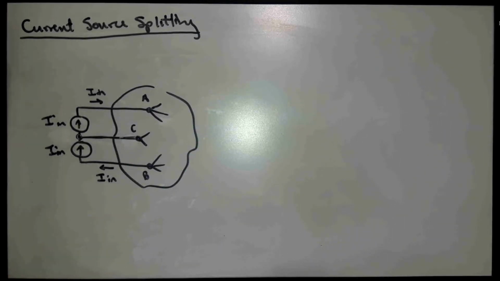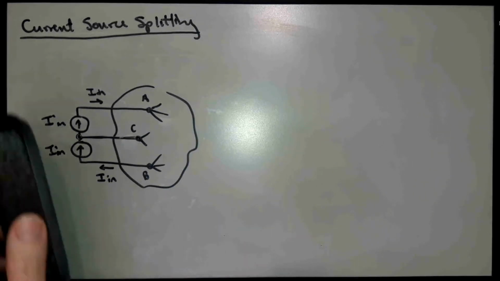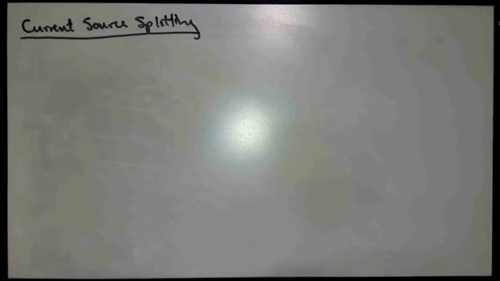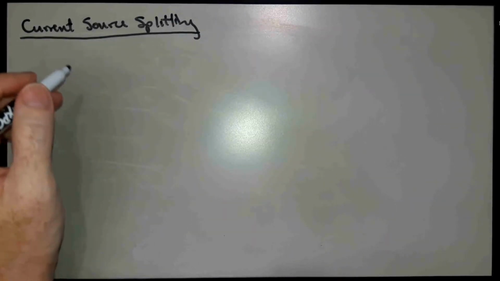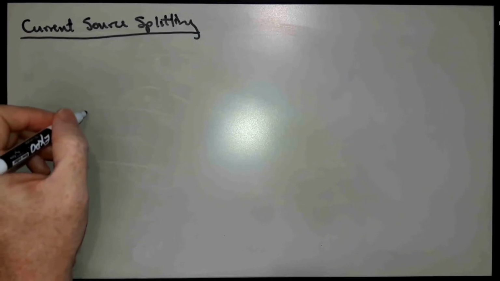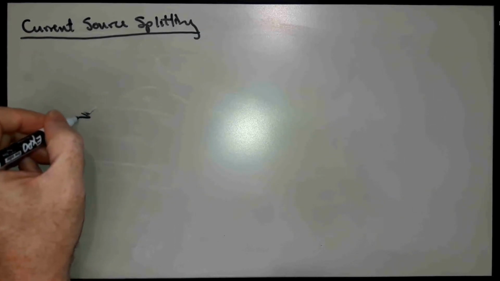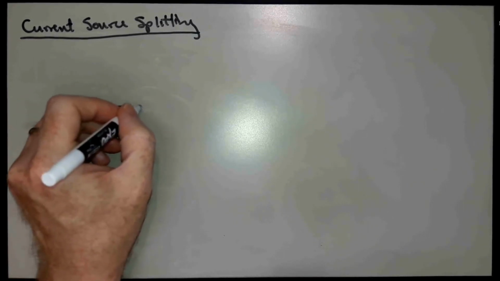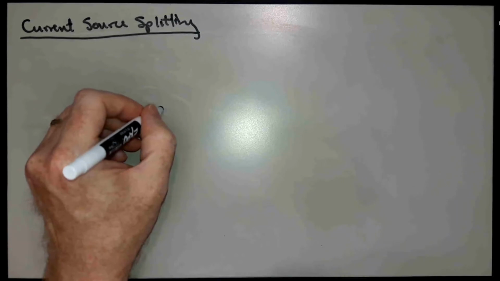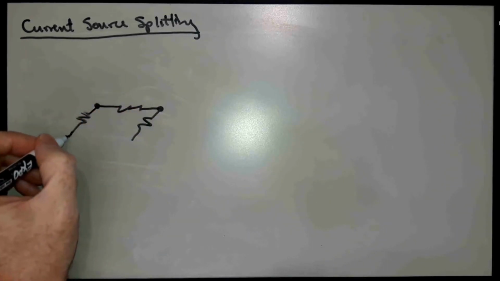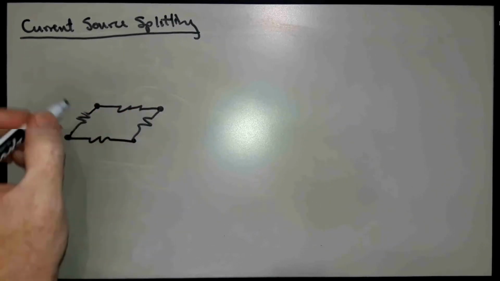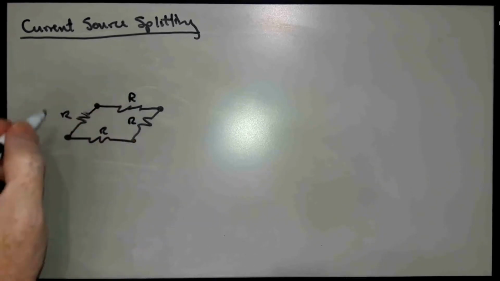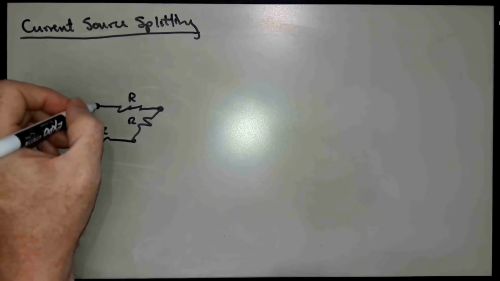So my favorite example for this particular application of this transformation is one of these brain teaser problems. So suppose we have an infinite rectangular mesh of resistors connected like something like this. These are all R's, R, R, R, and it just goes on and on forever.